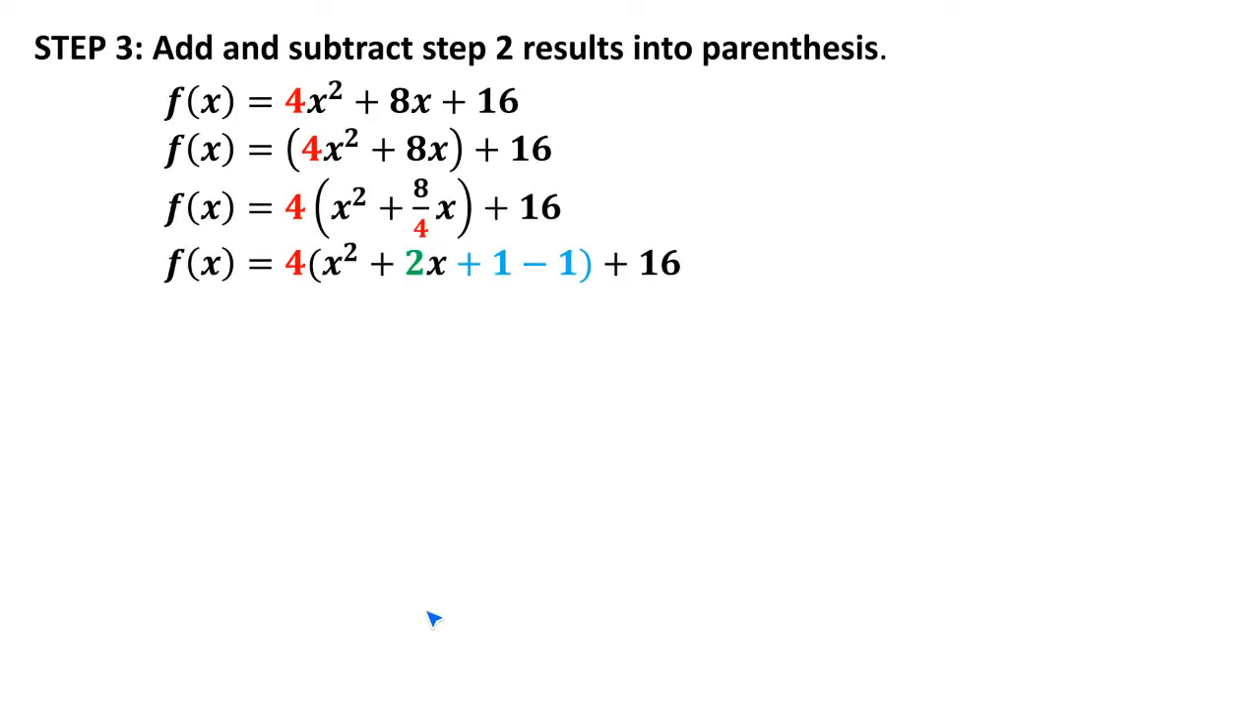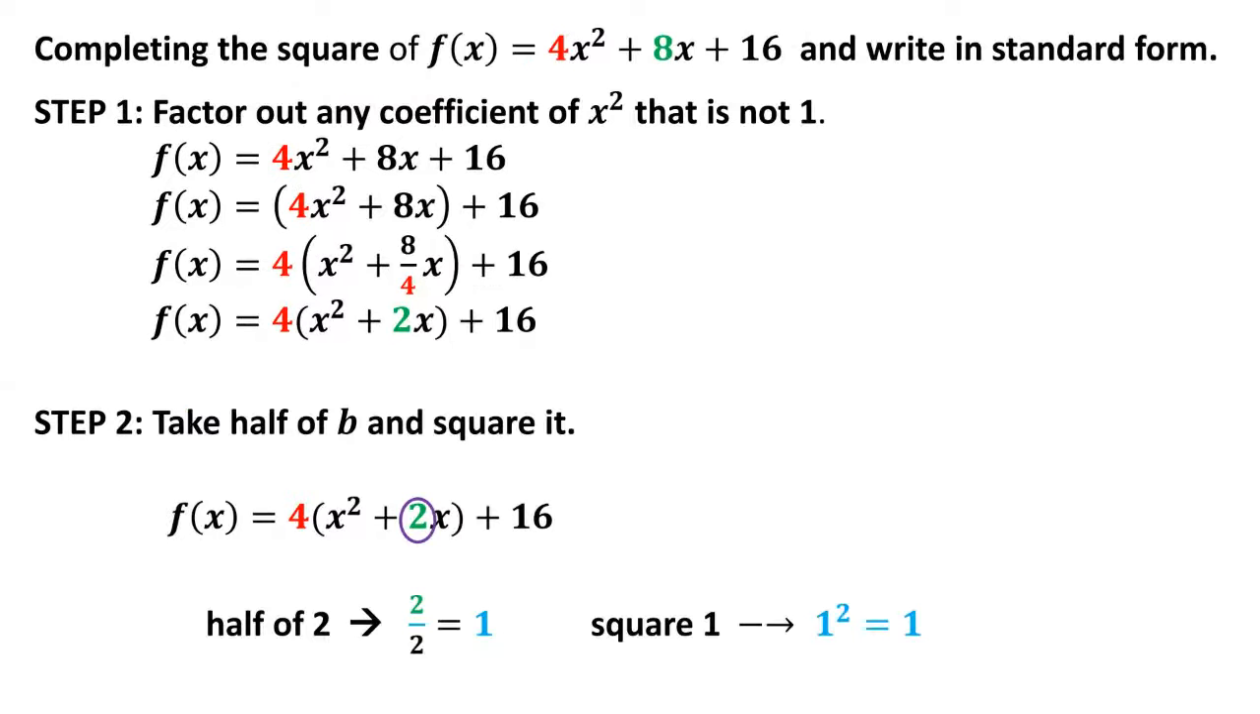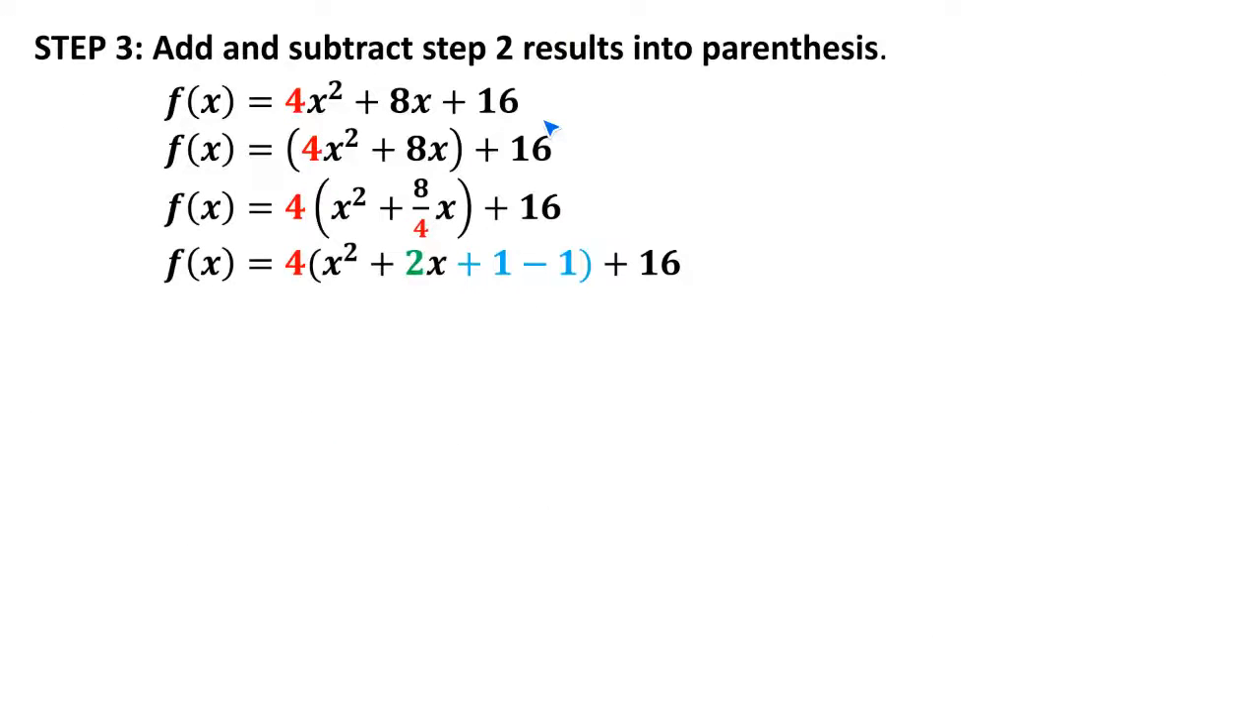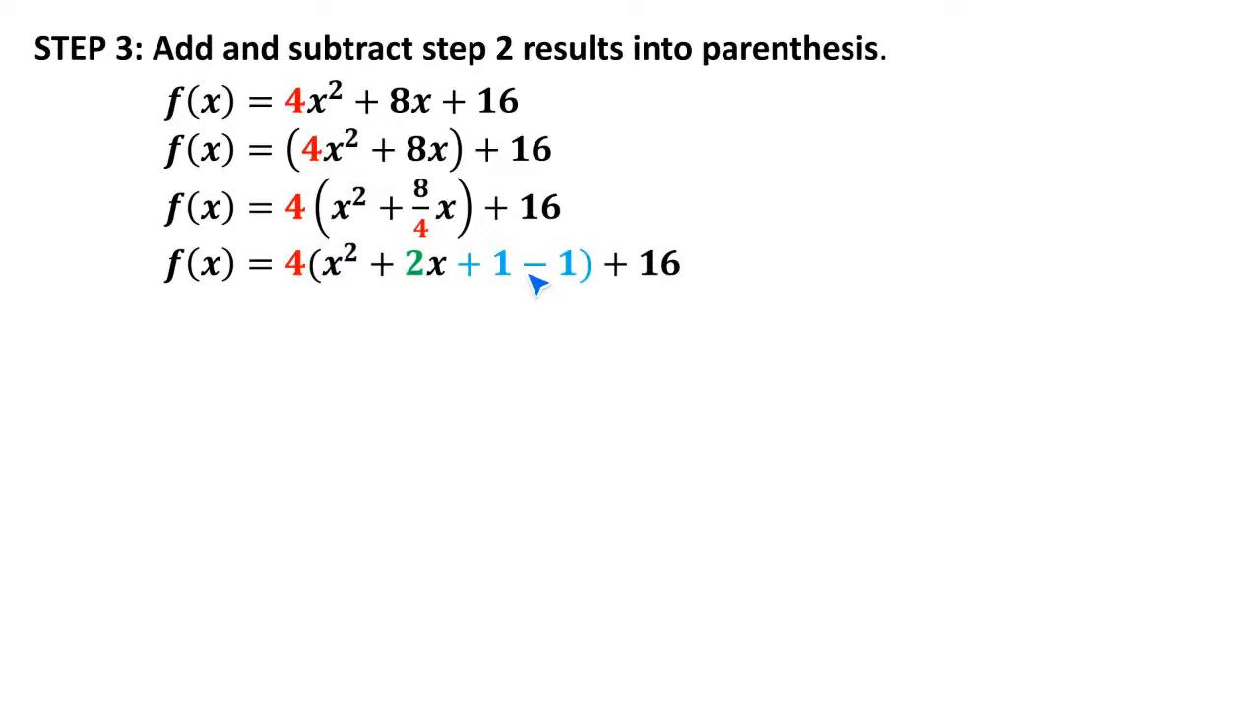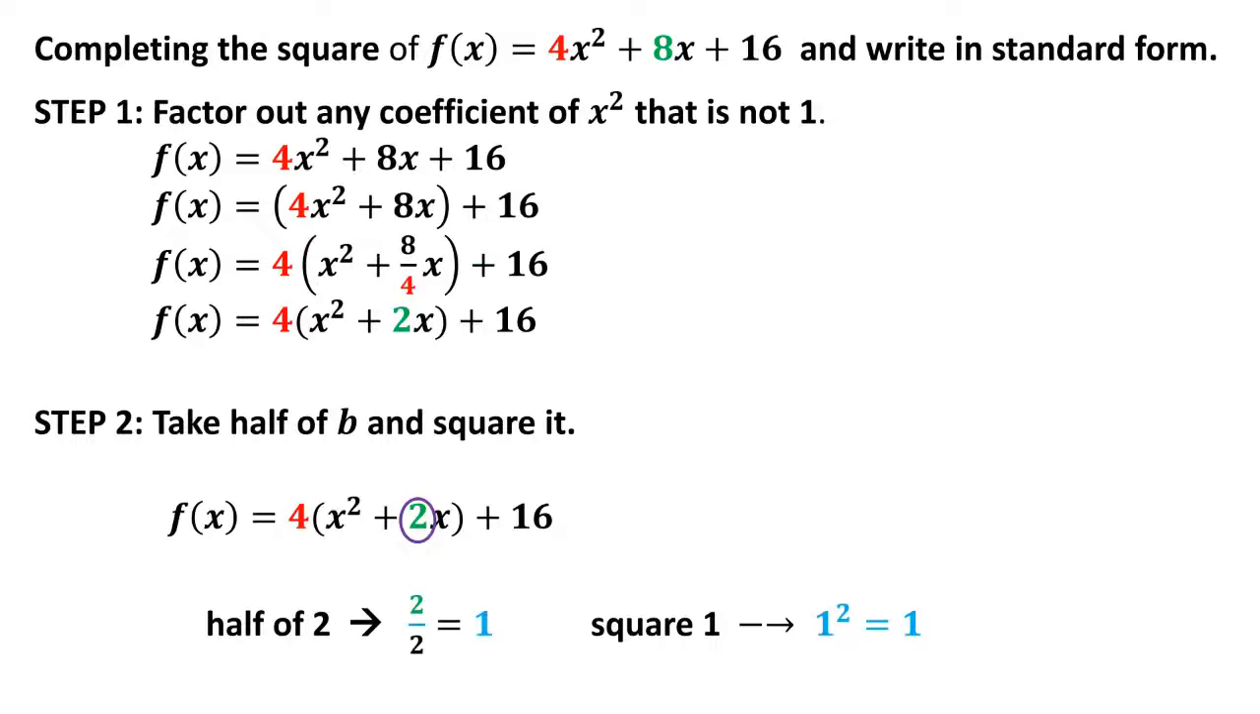So we can go on to step 3. Once you square it, so I'm taking my squared here, which was 1, we're going to add and subtract it inside of this parentheses. Okay, so I have x squared plus 2x. I'm going to add my 1 and I'm going to subtract my 1. And so it might seem silly right now, right? It might seem silly right now that we're adding and subtracting, but it's going to make sense in a little bit.